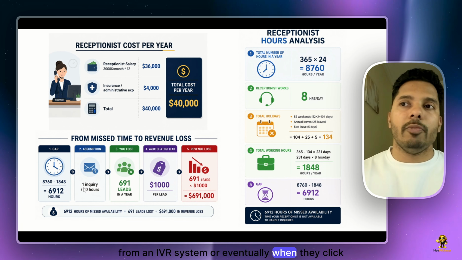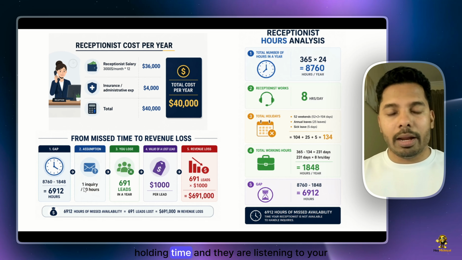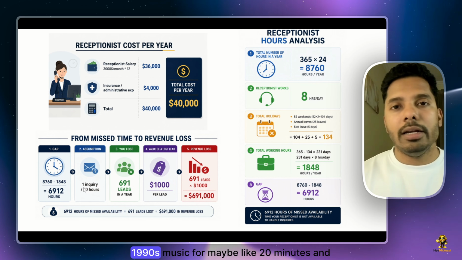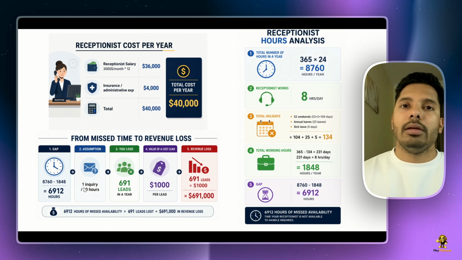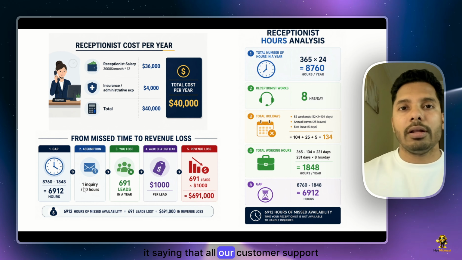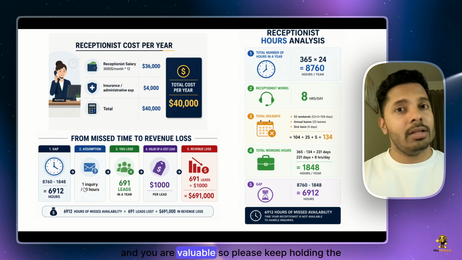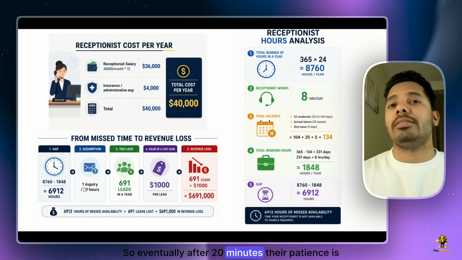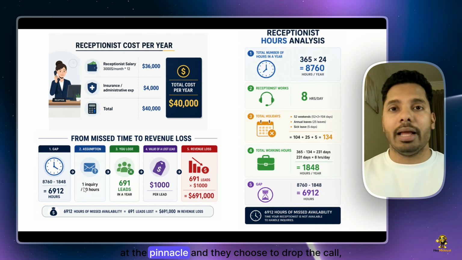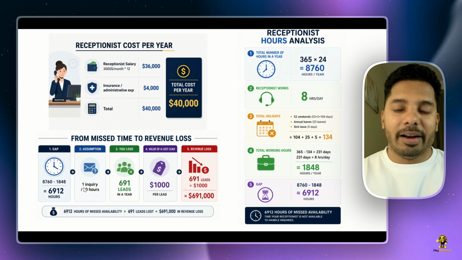Or eventually, when they press zero, there is a long holding time, and they are listening to your 1990s music for maybe 20 minutes. And it's saying that all our customer support representatives are busy serving other customers and you are valuable. Please keep holding the line. So eventually, after 20 minutes, their patience is at the pinnacle, and they choose to drop the call, right?